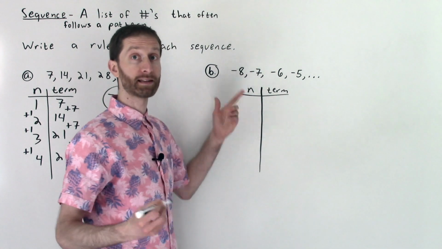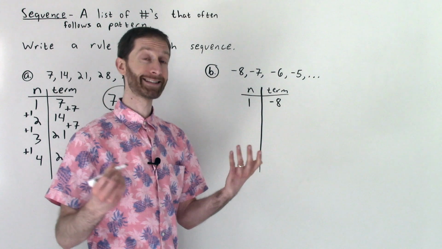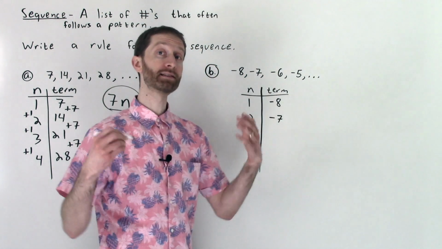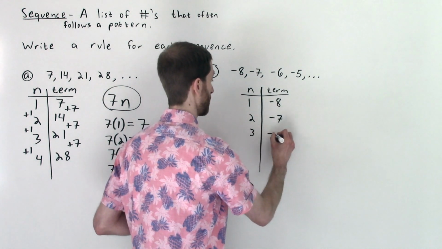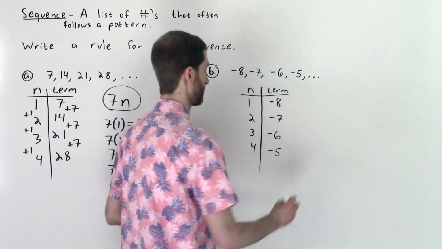The first term is -8. So that's 1, -8. The second term is -7, so 2 corresponds with -7. The third term is -6, 3, -6. And the fourth term is -5, so 4, -5. All right, so we have that.